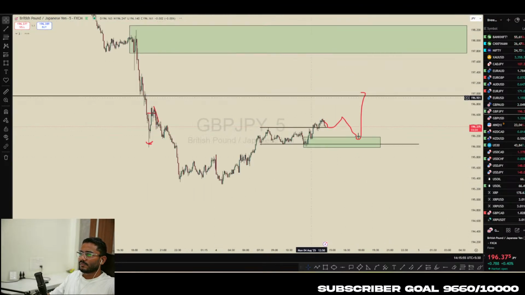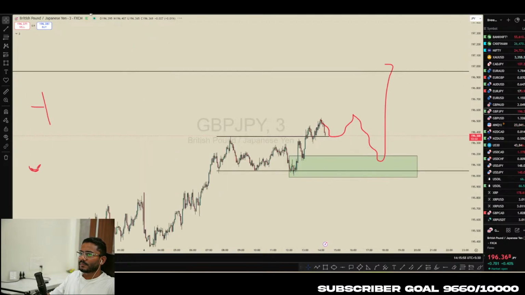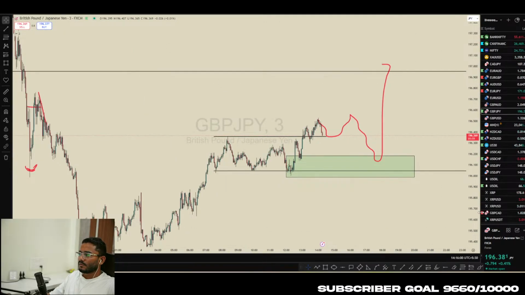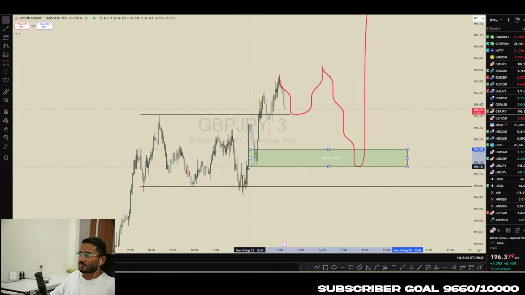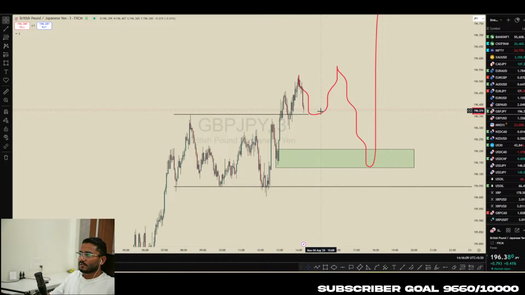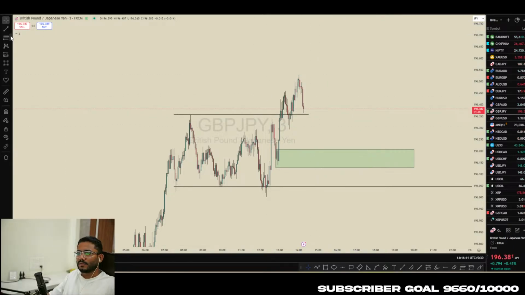And if you go to a lower time frame, on 5 minutes, we can refine our order block. So we can use this order block and put our stop loss below this area. And we have this trend line liquidity.